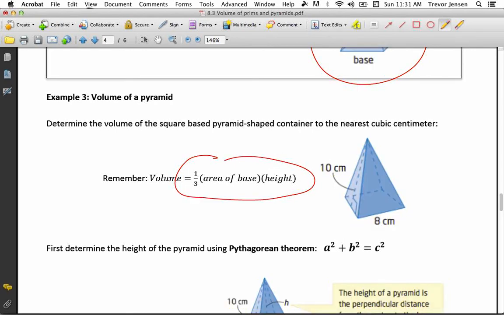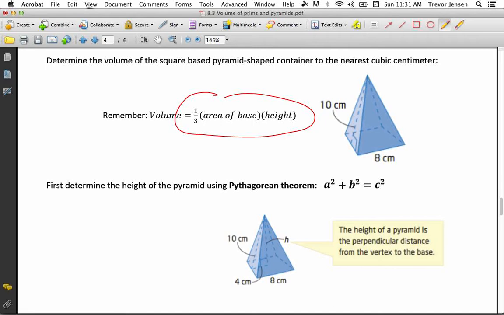Okay. So what I have to do, if I want to find the volume of this square-based pyramid. Well, it tells me that, first of all, it has a square base. So I know all of the side lengths of the base here. It's 8 by 8 by 8 by 8. If I want to find the area of that, that's nice and easy. Area is length times width, so 8 times 8, which is 64.